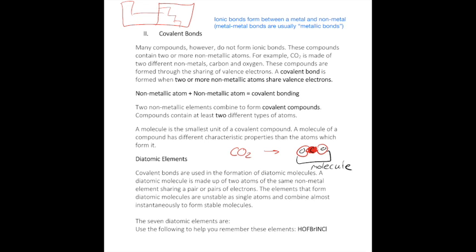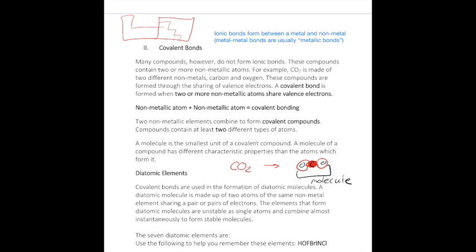This is a little bit different from ionic compounds. Ionic compounds are typically crystalline, and a crystalline compound is an infinite repeating shape and pattern. So it might look like this, so maybe something like sodium chloride looks like this in a crystal, and it goes on forever. And so that's a crystal.